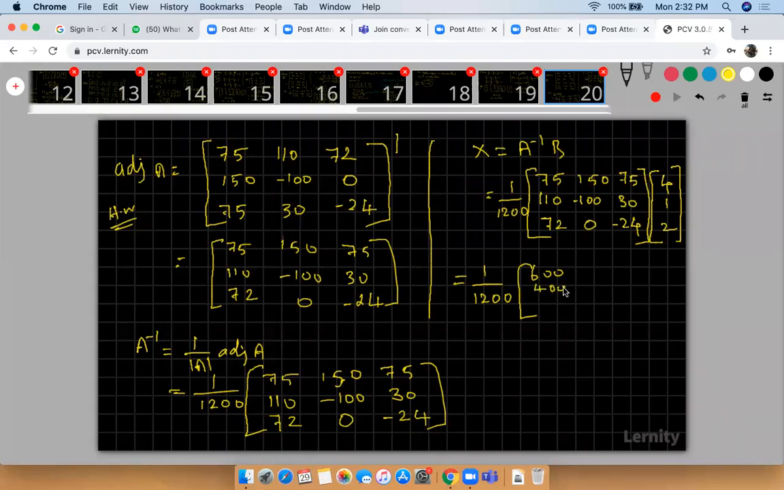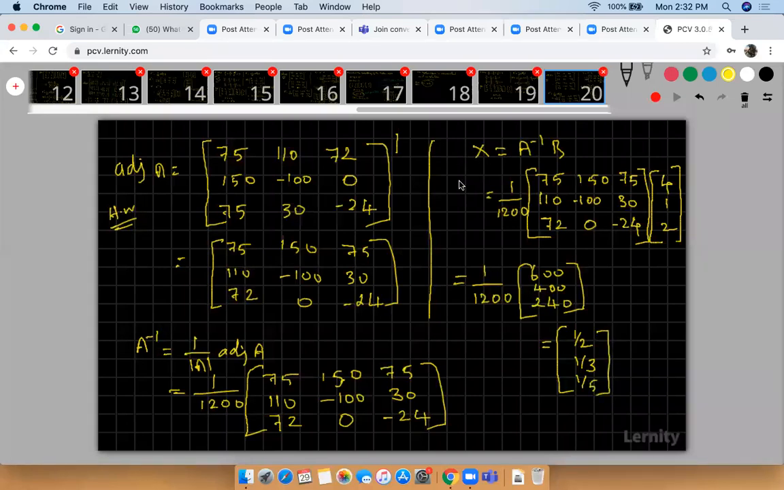You just simplify, I'm writing the answer. So this is 72 into 4. Okay, so therefore 288 minus 48. 288 minus 48, that is 240. Okay, now multiply the 1 by 1200 inside. So therefore, here 600 by 1200. What is the answer? 1 by 2. Here 400 by 1200. What is the answer? 1 by 3. This is 240 divided by 1200. Okay, cancel it. We will get 1 by 5.